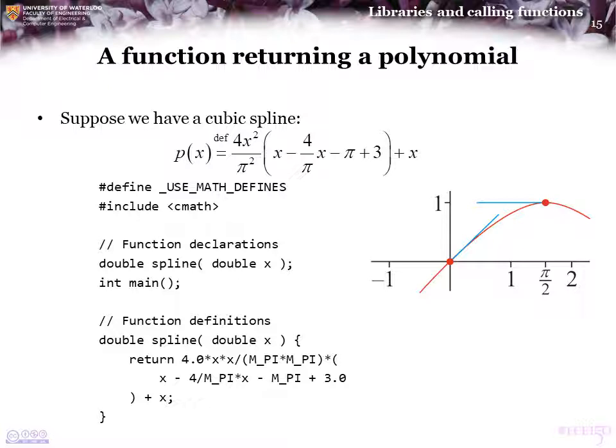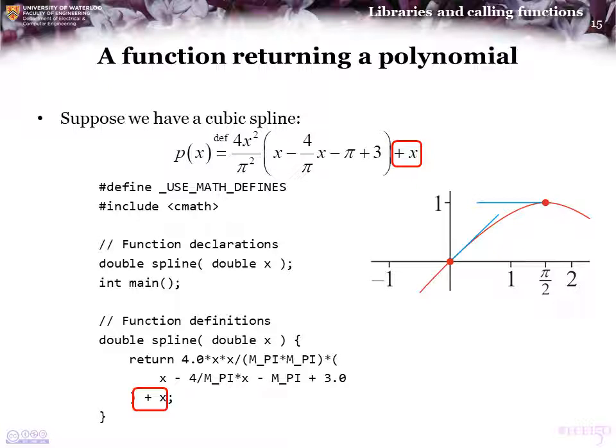This function has only a single statement, return followed by an algebraic expression. If you take a look at this algebraic expression, you will see that it does indeed contain all the particulars of this cubic spline. Here we see 4 times x squared over pi squared. This is then multiplied by x minus 4 over pi times x minus pi plus 3, and then added to this result is x.